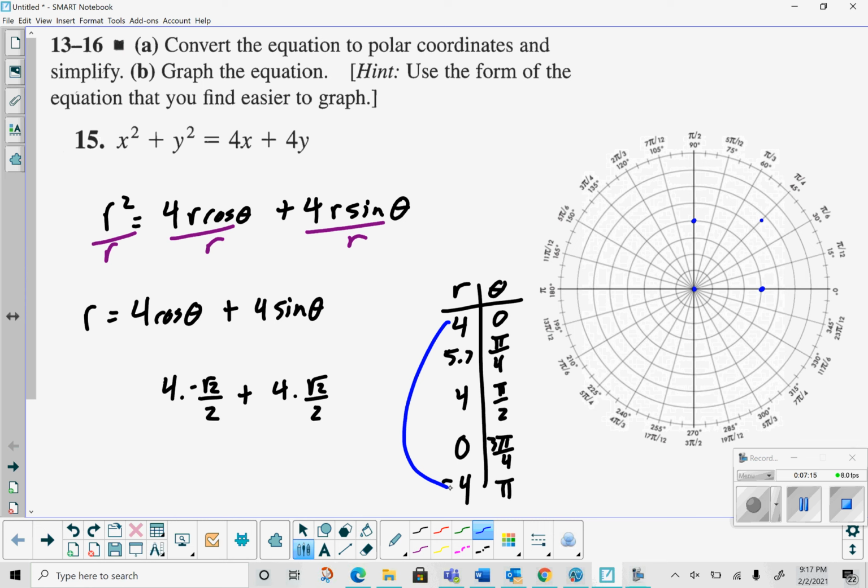Again, we know that this is the graph of a circle, because this is 4 and this is 4. Again, cosine, you should be able to associate that with the x. Sine, you should be able to associate that with the y. It appears that it is a circle centered at, again, if we're going to go back, sorry, I'll put that up here, for our rectangular coordinates at 2, 2.